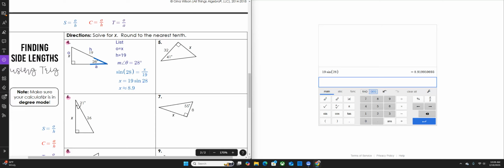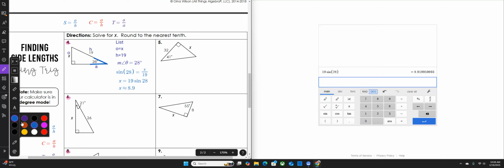Make sure you get this one copied into your notes, please. All right, so I'm going to do number 5 now. You are not required to. You can skip to number 6 if you wish.